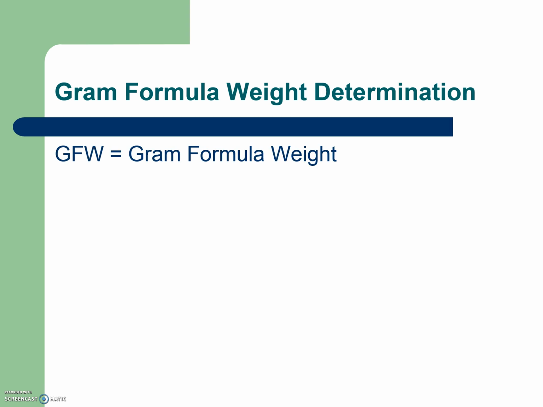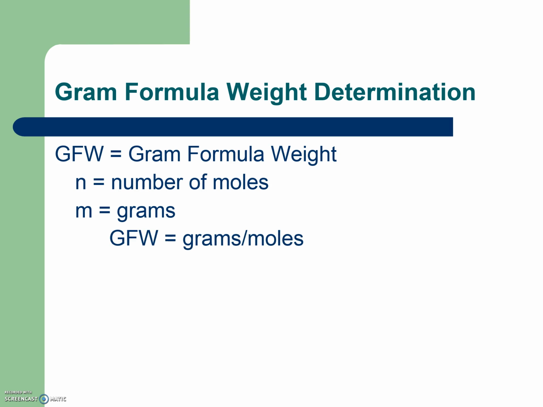So we're going to use the abbreviation of GFW to be gram formula weight. We use N for the number of moles, and we're going to use M for grams of something. So gram formula weight is equal to grams per mole. We know that that is part of our definition. It's how many grams you have in a mole. So 1 mole of water has 18 grams, and we refer to the gram formula weight as 18.